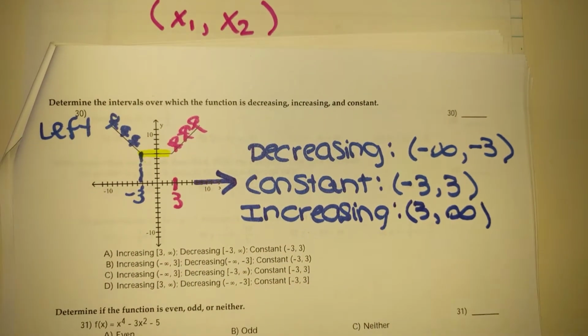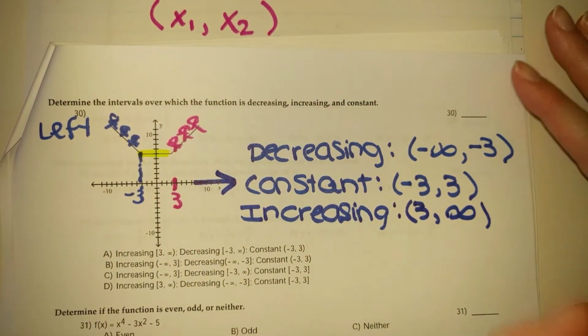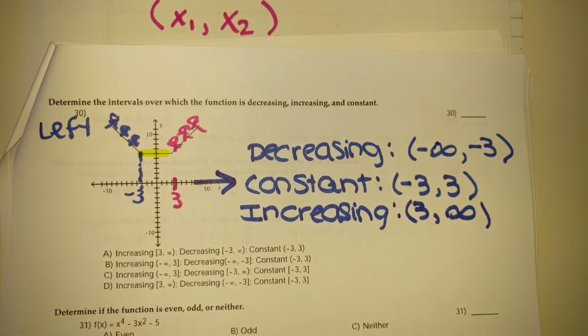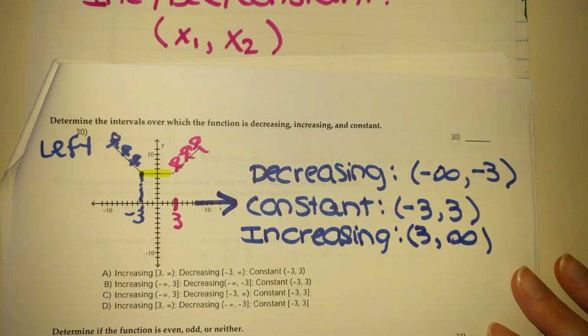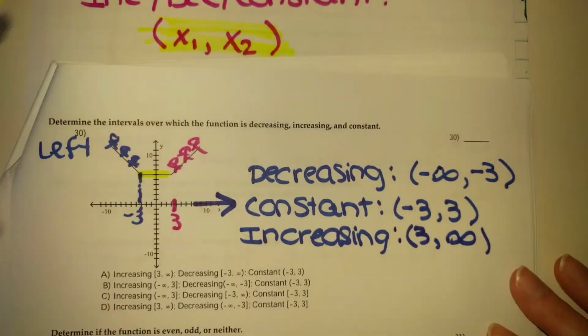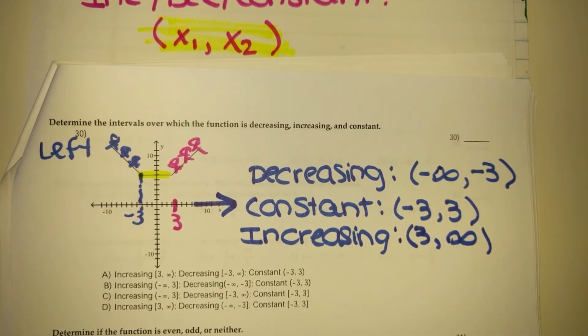And technically all of these should be parentheses. It's not a huge deal. On your final, they will be parentheses. But the important thing to remember is that it needs to be x1 and x2. So only x values should be reported in the interval for where increasing, decreasing, or constant.